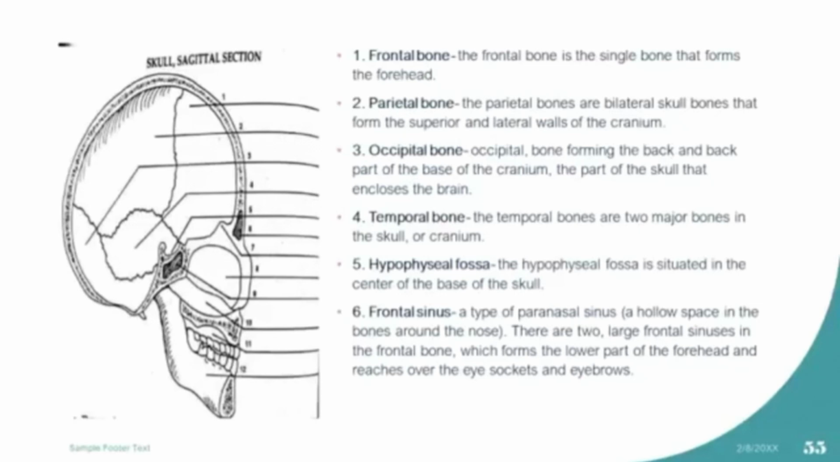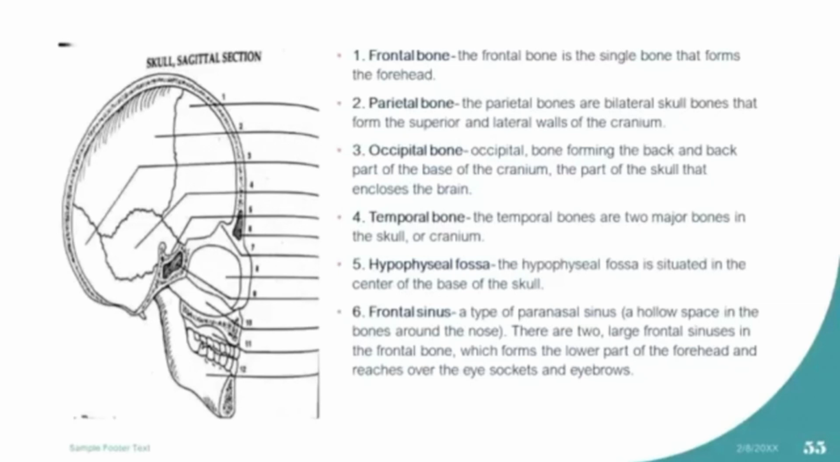Parietal bone. The parietal bones are bilateral skull bones that form the superior and lateral walls of the cranium. Occipital bone. The occipital bone forms the back and the base of the cranium, the part of the skull that encloses the brain. The temporal bones are two major bones in the skull or cranium. 5. Hypophyseal fossa. The hypophyseal fossa is situated in the center of the base of the skull.